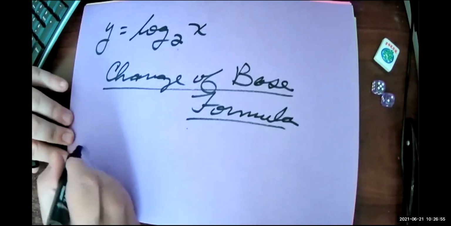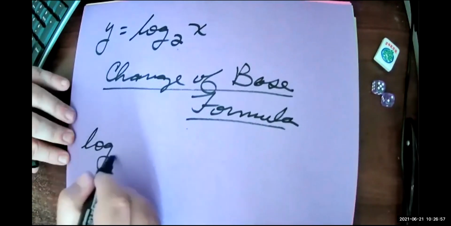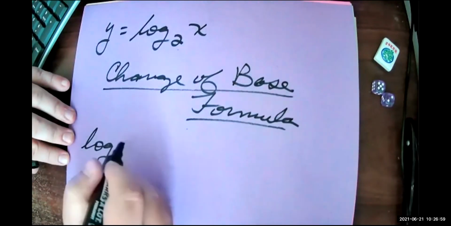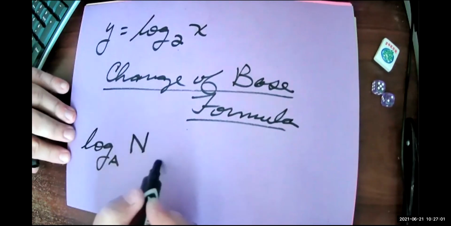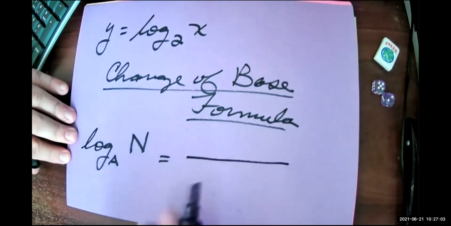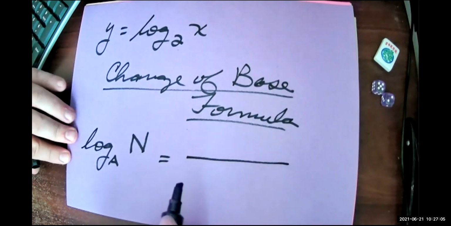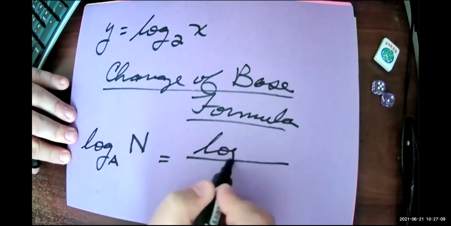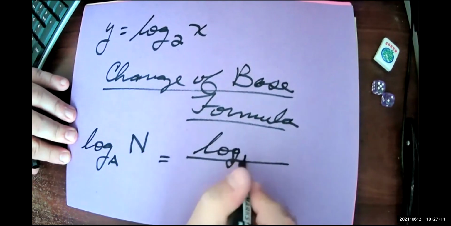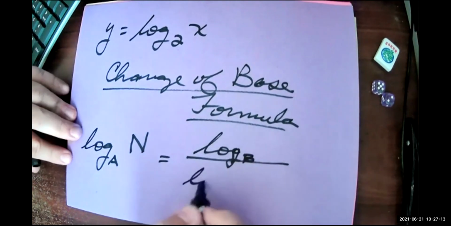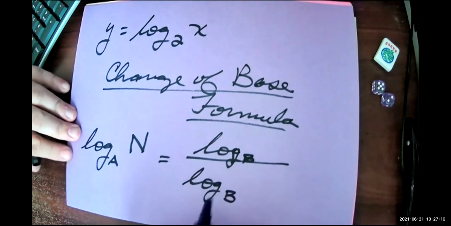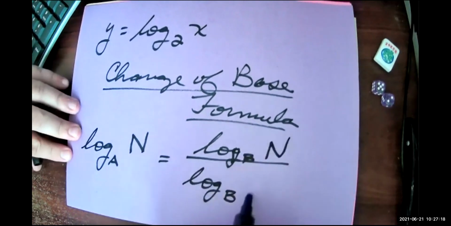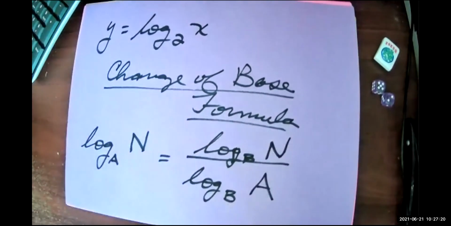If I'm trying to figure out the log of some funny base with some funny argument, I can choose any new base I like, say, for example, base 10 or base 8. It doesn't matter. Any base. And I'll call that capital B. And I find 2 logs with a base of B. On the top, it's the log of n. On the bottom, it's the log of a. What is the point of this?